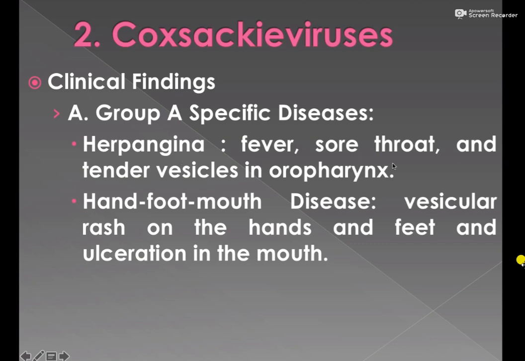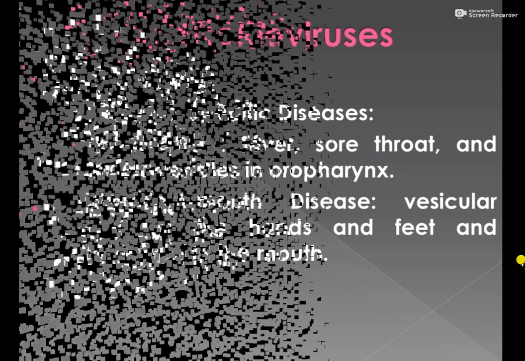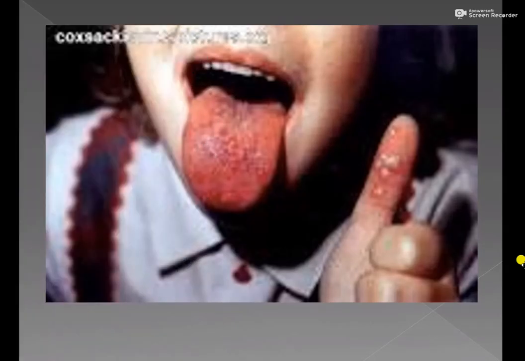Herpangina includes fever, sore throat, and tender vesicles in the oropharynx. While hand, foot, mouth disease is a vesicular rash on the mouth, hands and feet, with ulceration of the mouth. Herpangina is a mild form of hand, foot, mouth disease. Severe vesicles occur on the hands and feet and the mouth with ulceration. This is hand-foot-mouth disease.